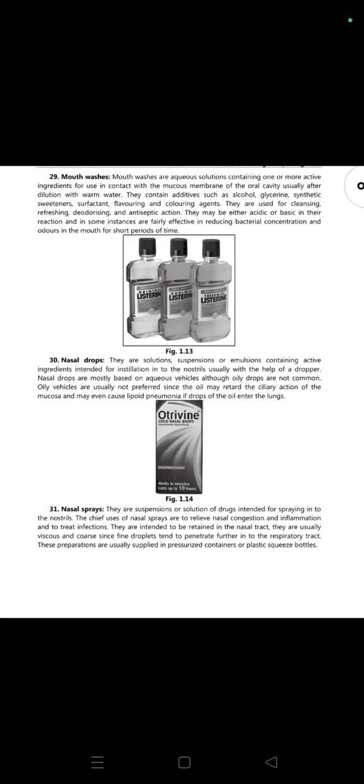Then nasal drops. They are solutions, suspensions, or emulsions containing active ingredients intended for instillation into the nostrils, usually with the help of a dropper. Then nasal sprays. They are suspensions or solutions of drugs intended for spraying into the nostrils.